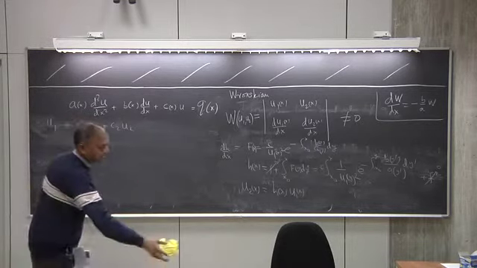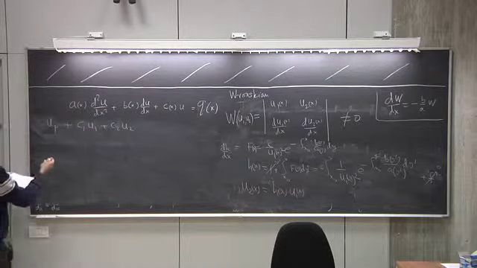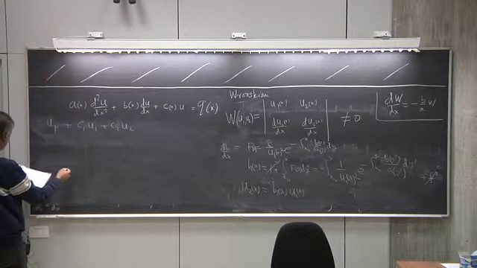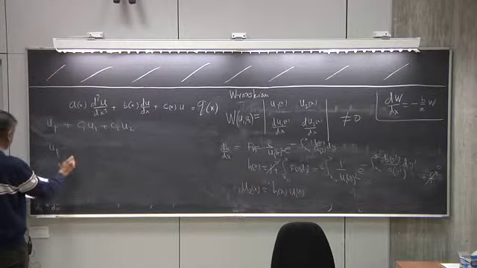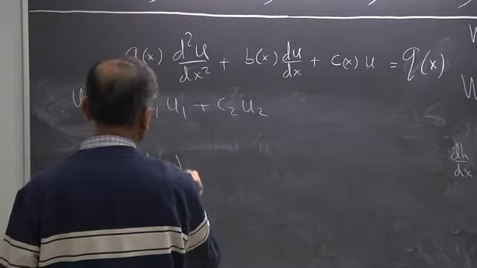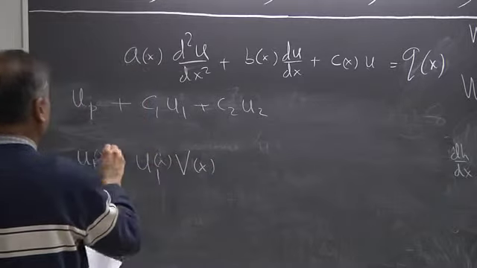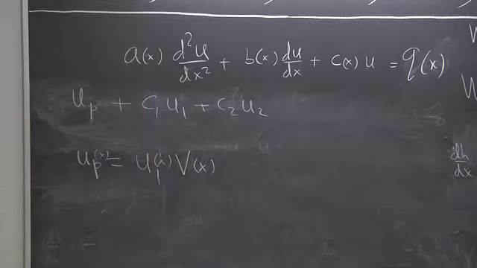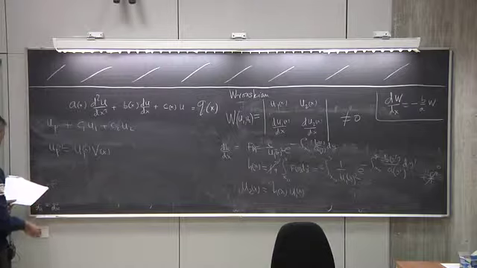Now the question is, how will I find UP? The technique is again the same, the method of variation of constants. So let's again put UP as U1, one of the solutions, times some function V, a function of x, and once again plug that inside here.